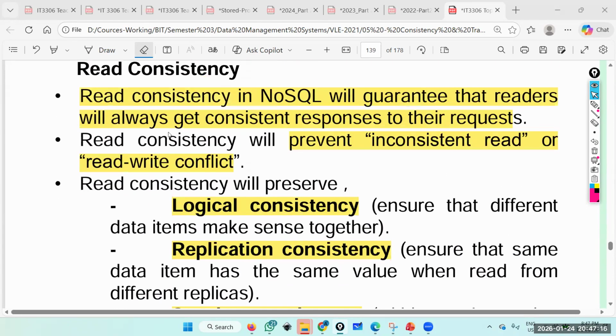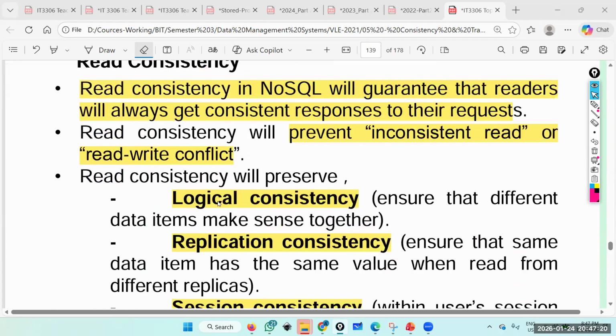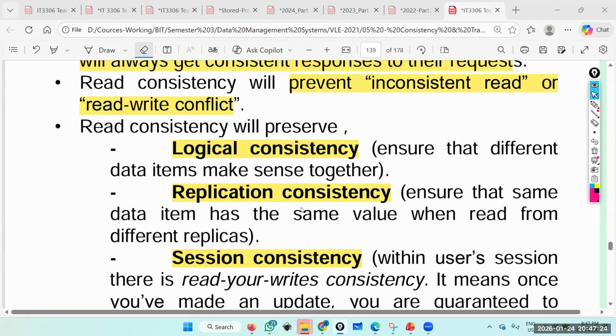Right. So these are different types of categories of consistency. Logical consistency ensures that different data items make sense together. Replication consistency ensures that the same data item has the same value when read from different replicas. Remember, you can have different counts which need to synchronize frequently.